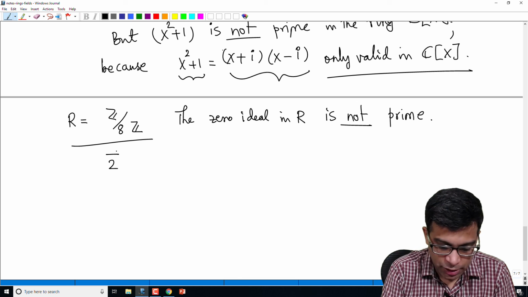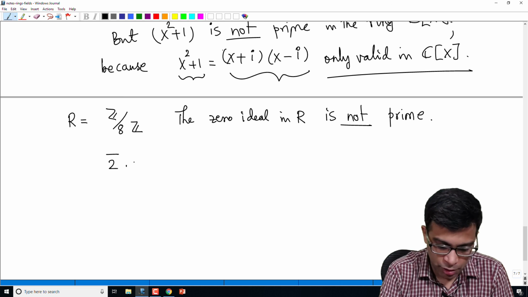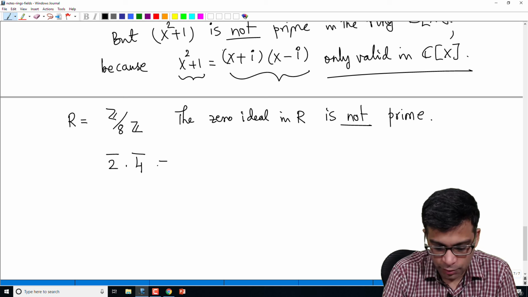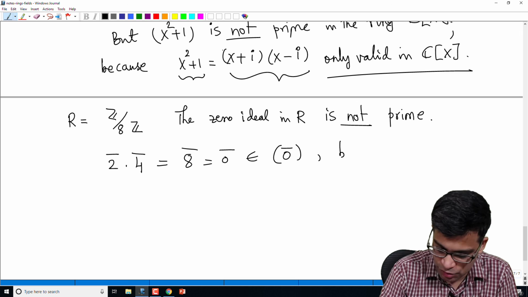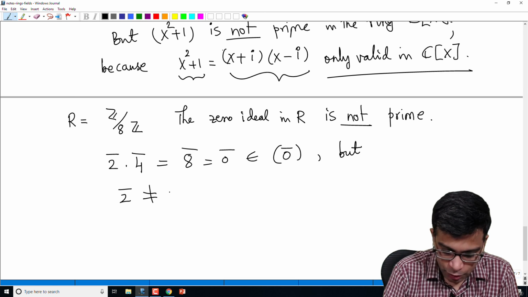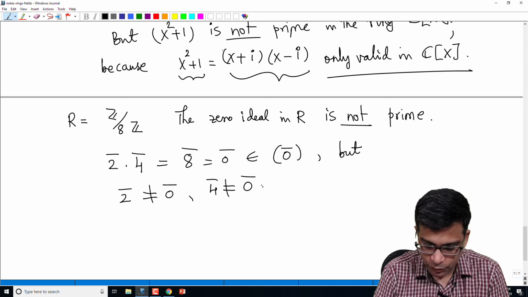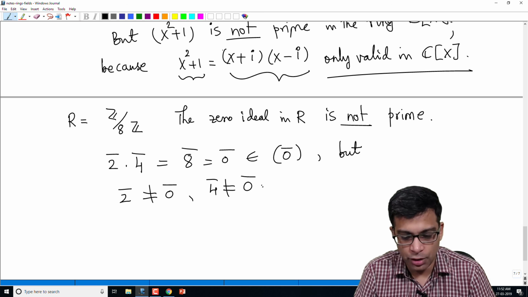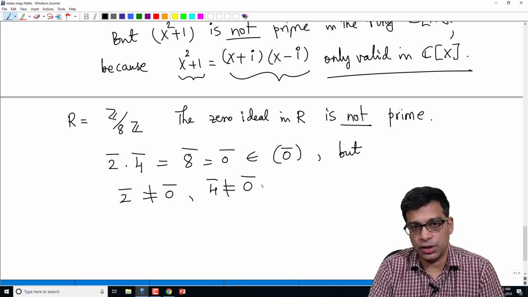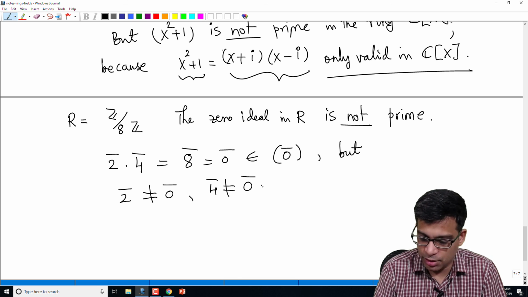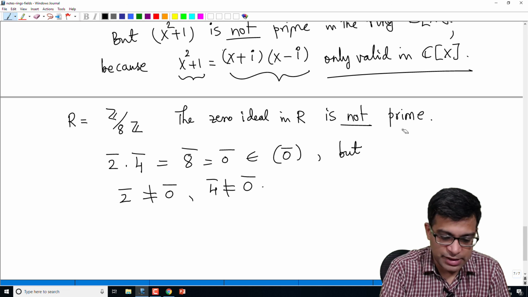Why? That is because if you take 2 bar, remember I denote the elements of this ring with a bar on top, 2 bar times 4 bar is 8 bar, which is 0 bar. This is in the ideal generated by 0 bar. But 2 bar is not 0 bar, right? Similarly, 4 bar is not 0 bar, because 2 and 4 are non-zero modulo 8. So they are not zero elements, hence they don't belong to the zero ideal, yet their product is in the zero ideal. So the zero ideal is not a prime ideal in the ring Z mod 8Z.